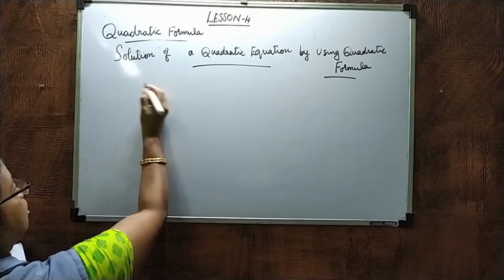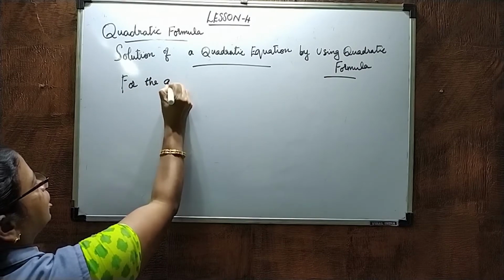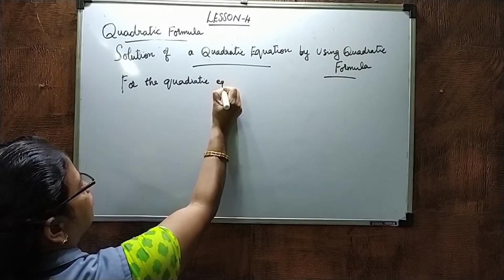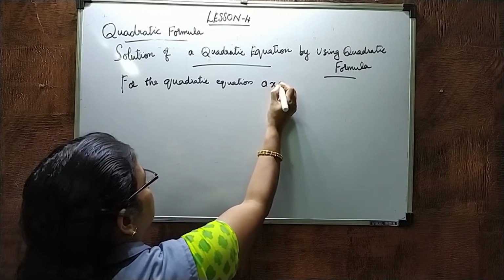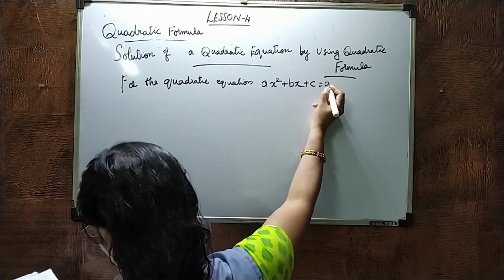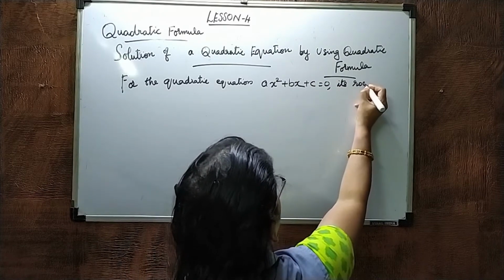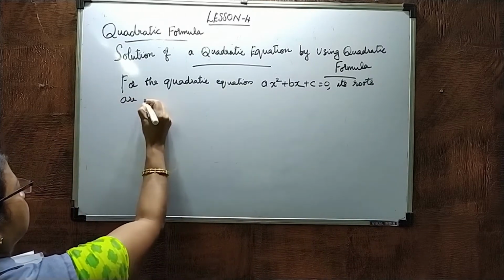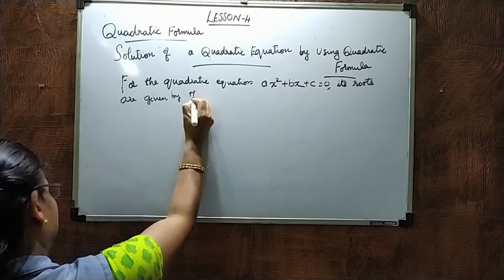For the quadratic equation, what is the equation? ax² + bx + c = 0. Its roots are given by the quadratic formula.